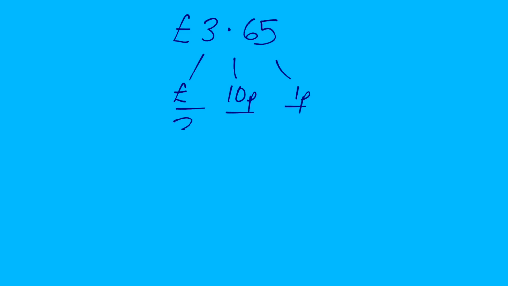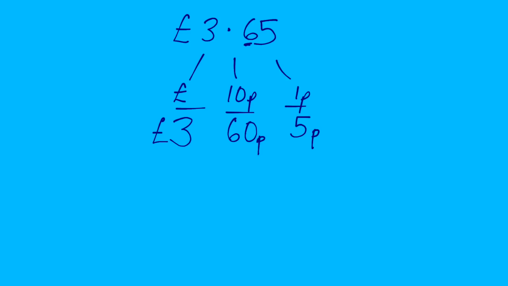So let's, for example, say I've got £3.65 and I want to double my money. Okay, so we're going to partition in a similar way, but we need to split it slightly differently. We're going to split into pounds, 10 pence, and 1 pence. So my pounds, I've got £3. In my 10 pences, here we can see I've got 60 pence, and in my 1 pence I've got 5 pence. So I've got £3, 60 pence, and 5 pence.